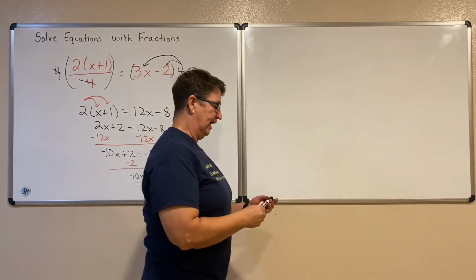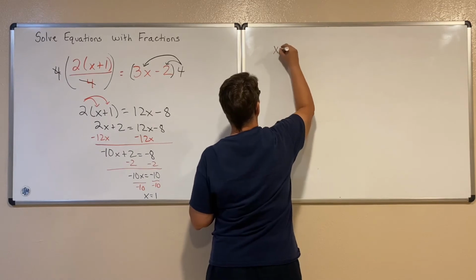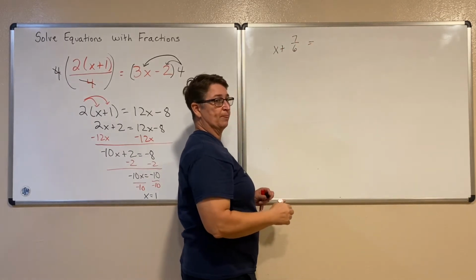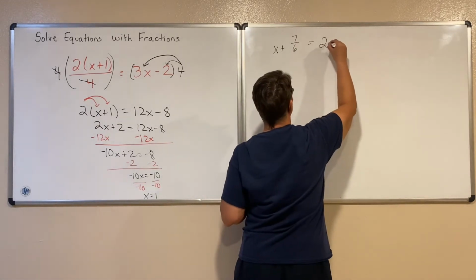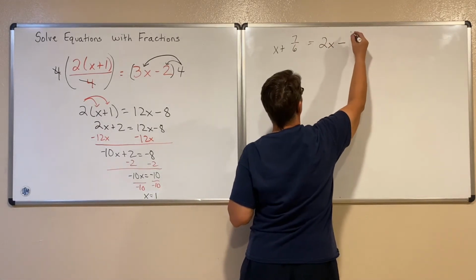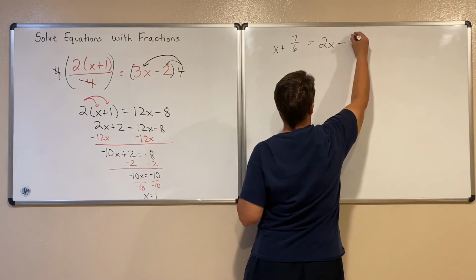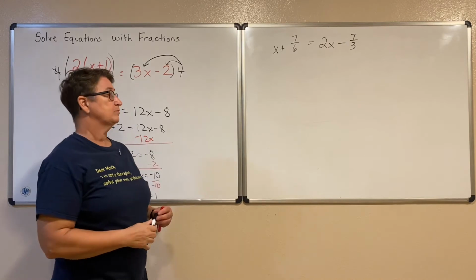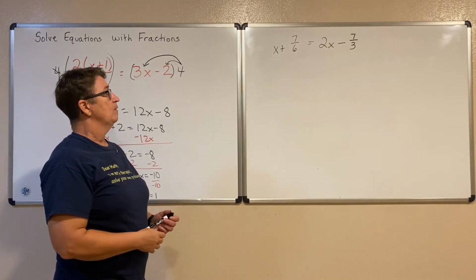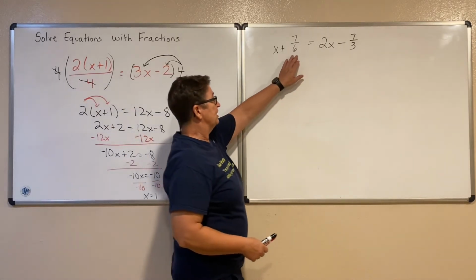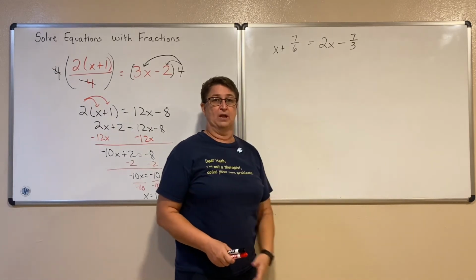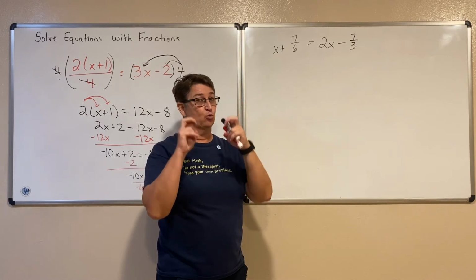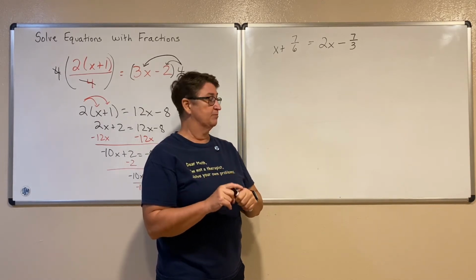Let's look at x plus 7/6 equals 2x minus 7/3. Again, I'm looking at the fractions and I want to multiply both sides by the same number so that we can get rid of our fractions.